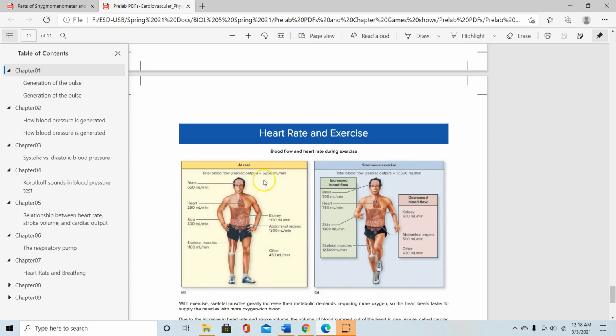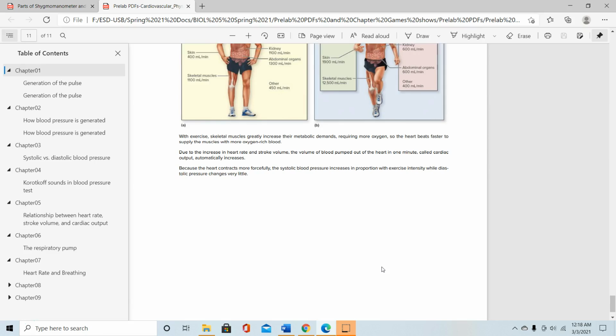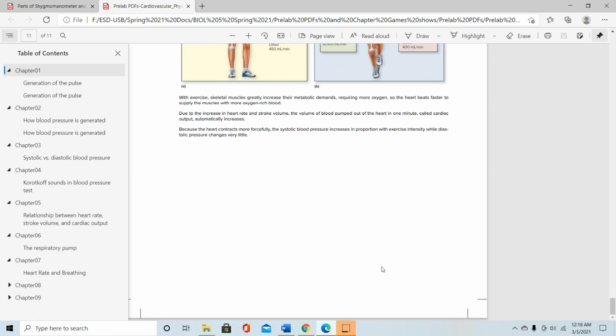And from 5,000, you go to about 17,000, and most of it goes to your skeletal muscle. Okay. So this is all in the pre-lab learning of cardiovascular physiology, particularly the pulse and blood pressure.